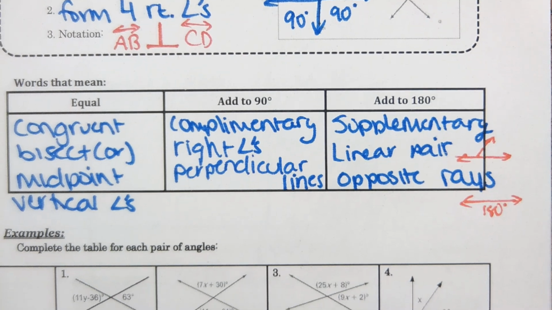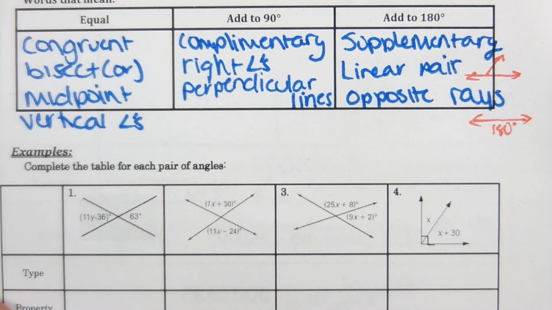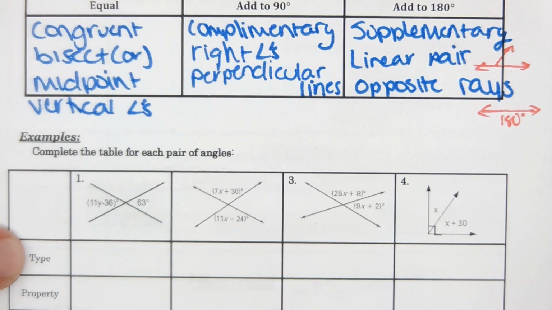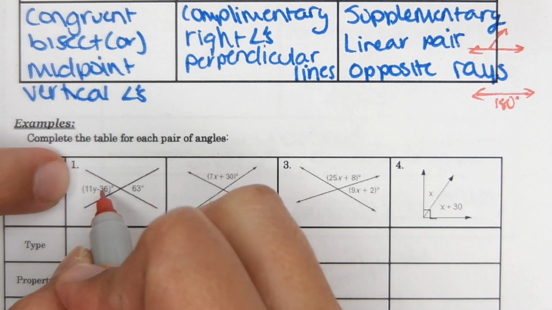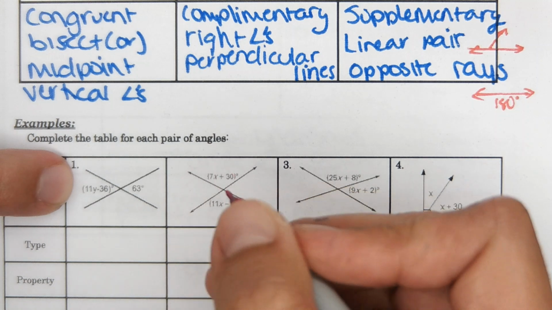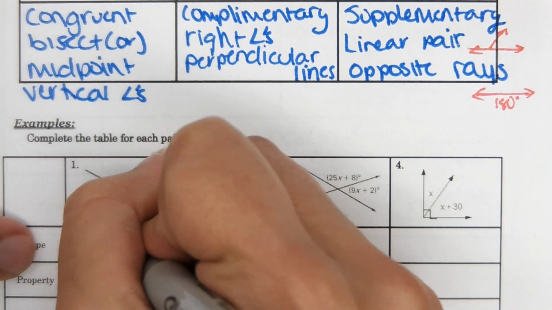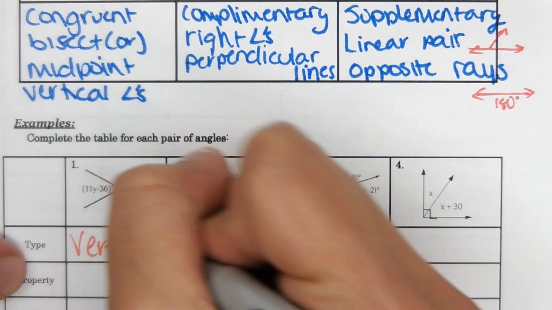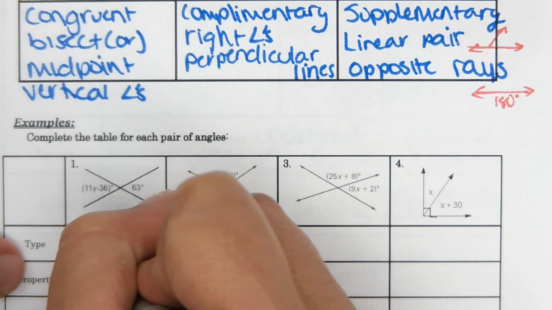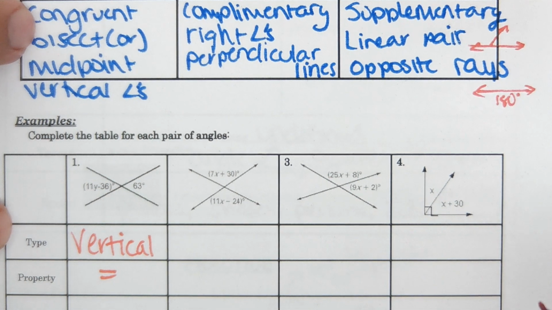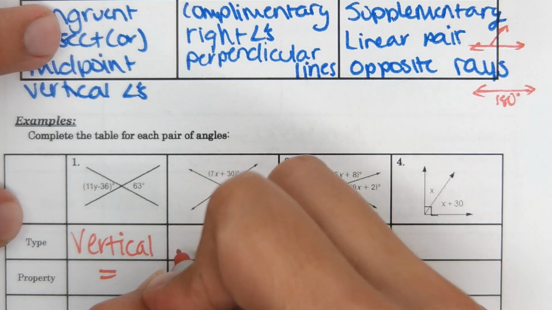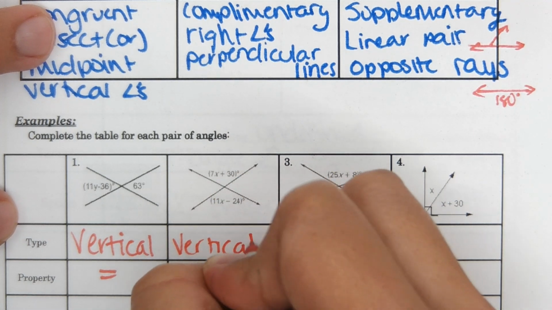And then the bottom chart right here, we're going to go through some examples with the algebra. Each setup here, we're going to look at what type of relationship those angles have. So here it shows vertical. And so that means that those two are going to be equal when we solve it. For this one, we have vertical angles again. They're going to be equal.